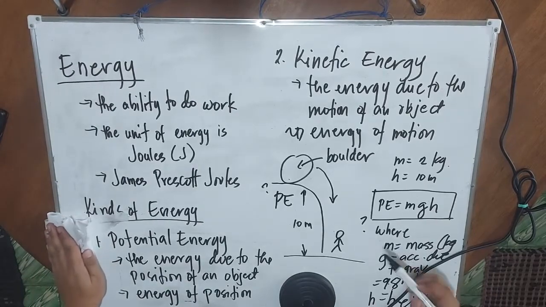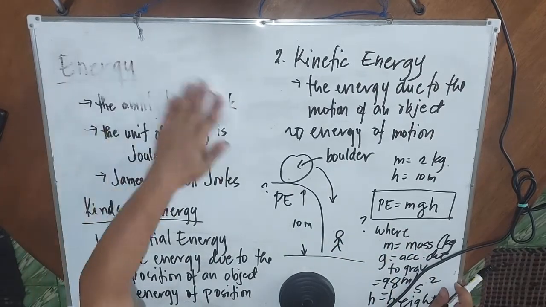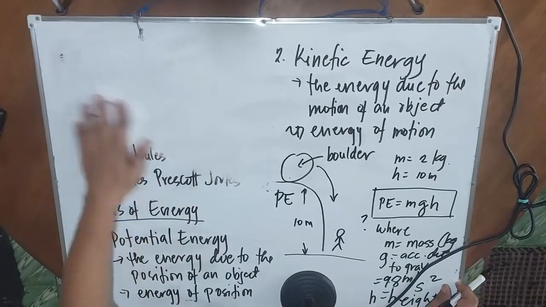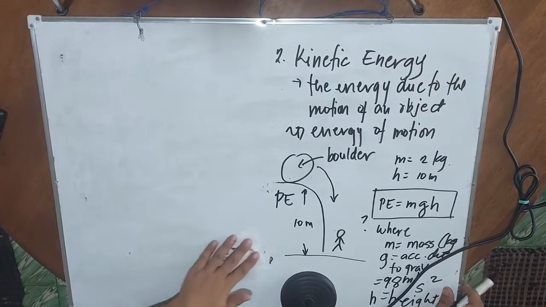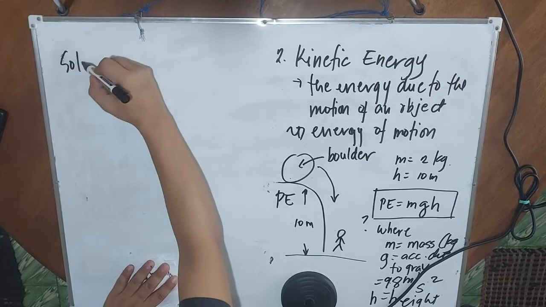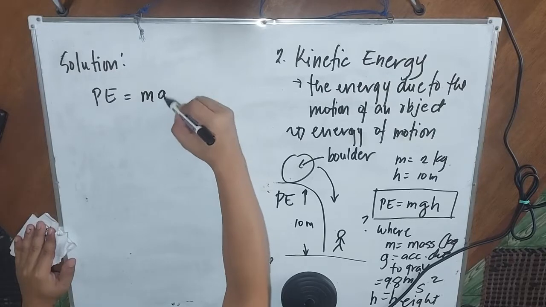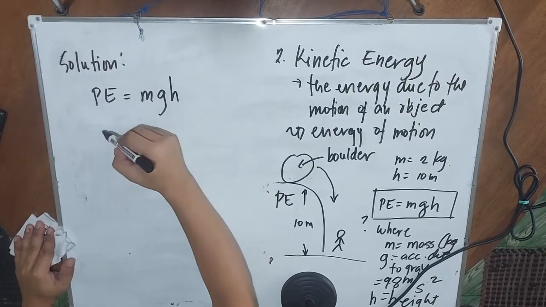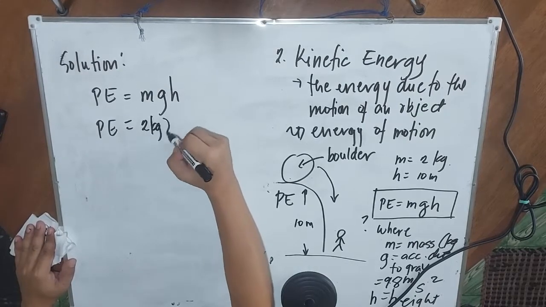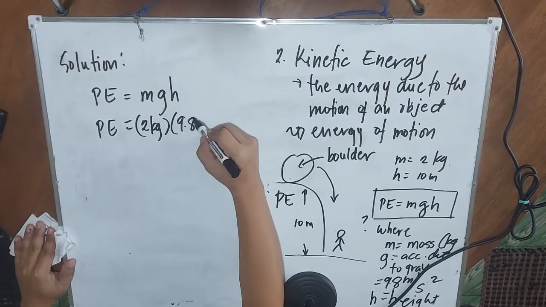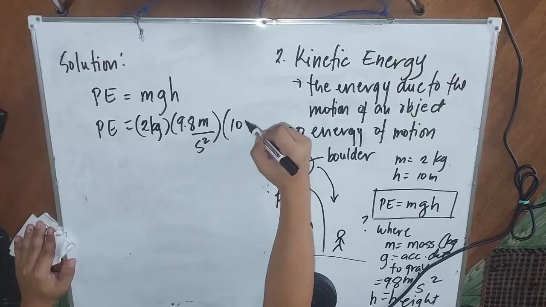Okay? So, ilan ang potential energy ng object na ito which is lying on top of a cliff 10 meters high kung meron siyang mass na 2 kilograms? Okay? So, solution, potential energy is equal to the mass times acceleration due to gravity times the height. So, potential energy is equal to the mass that's 2 kilograms times 9.8 meters per second squared times the height, which is 10 meters.